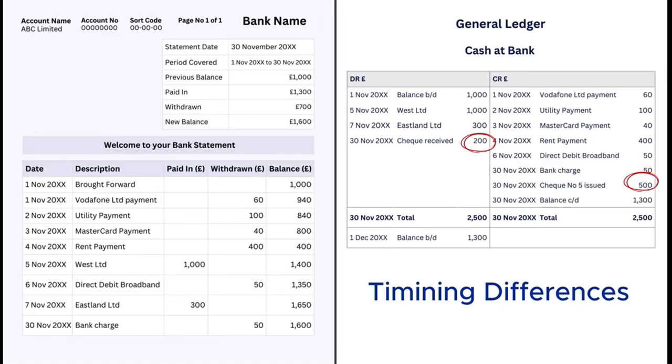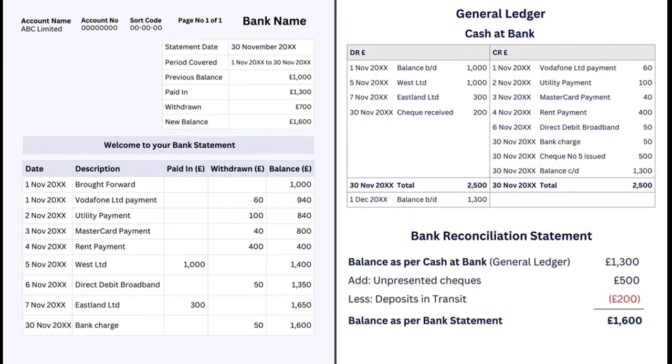This rule is critical. Instead of posting journals, we include these items in the bank reconciliation statement. Unpresented checks are added back in the bank reconciliation statement, and deposits in transit are deducted. After these adjustments, the balance should agree to the bank statement closing balance. Once the bank processes these items, they will automatically appear on the next bank statement and the difference will disappear.